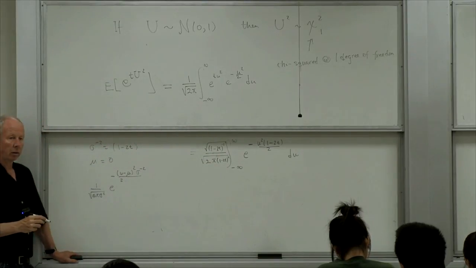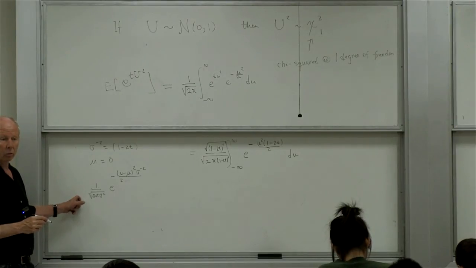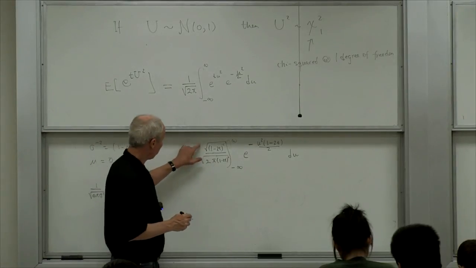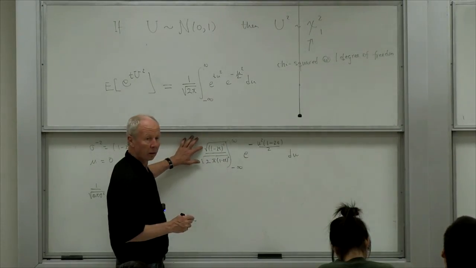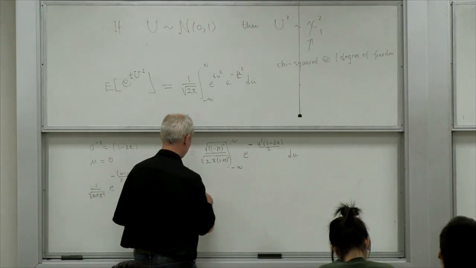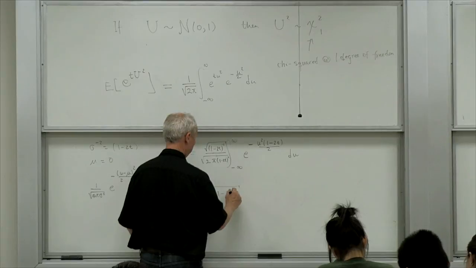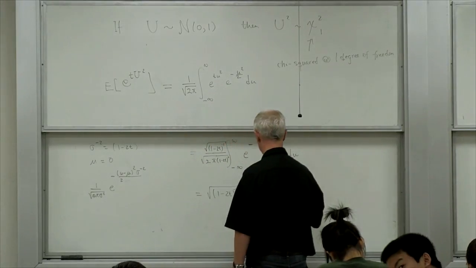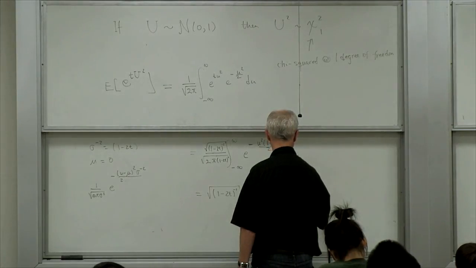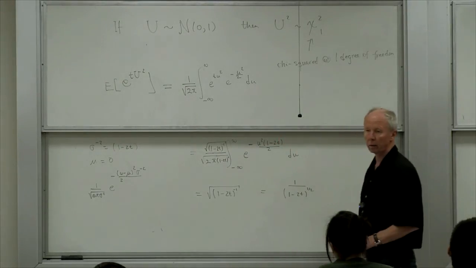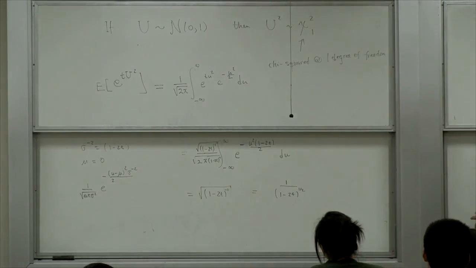Okay. Now what's the integral of this from minus infinity to infinity? It's 1, right? So 1 over this times that integral would be 1, leaving that part. Okay. 1 over 1 minus 2t to the half. That's the moment generating function.